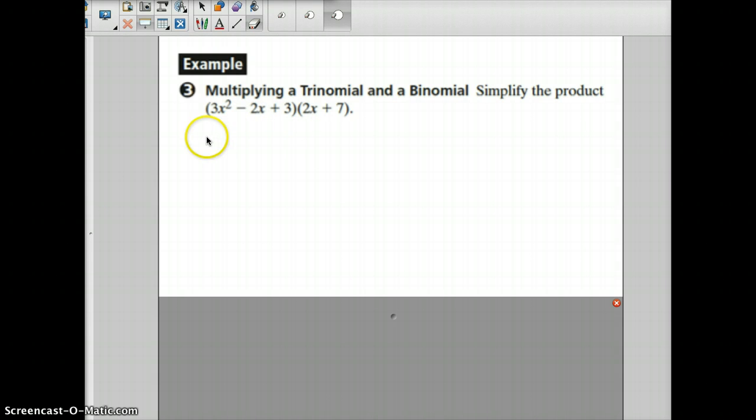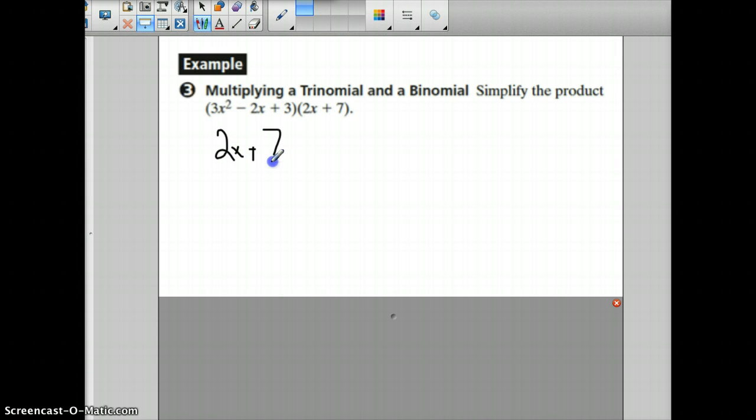One last example, we're multiplying a trinomial by a binomial. I usually like to have my binomial written first. So I'm going to rewrite these because remember, we can multiply in any order. 4 times 6 is the same as 6 times 4. So I'm going to rewrite that with the binomial first. It helps me stay a little more organized. It's not something you have to do, but it's something I like to do.